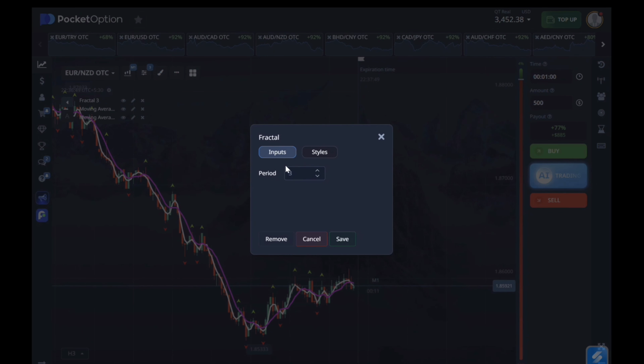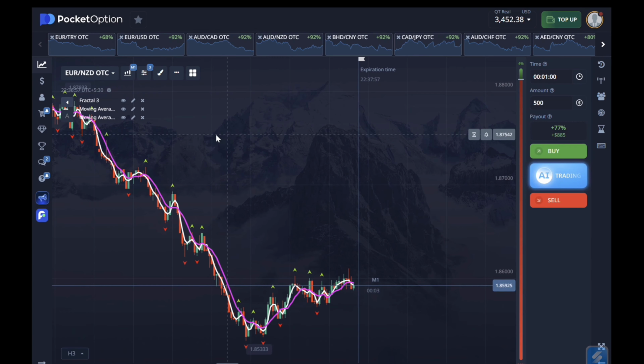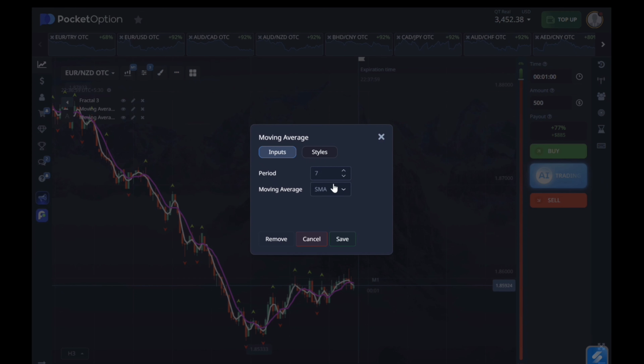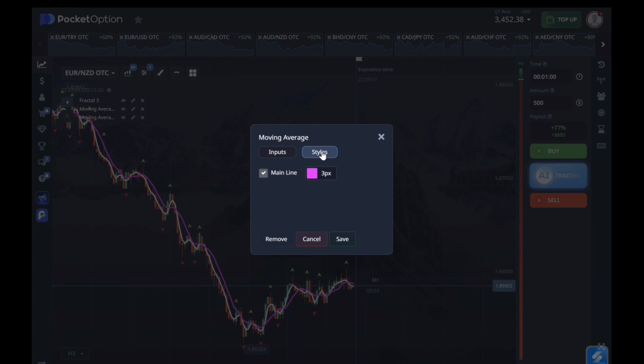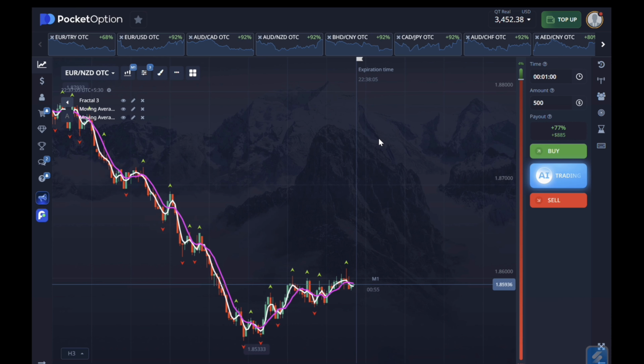I've kept the same period of 3 for the fractal, just like in the previous video. All the settings are the same. For the moving average in the style, I've kept it the same, white color and 3 pixels. For the second moving average, I've set it to a period of 7 and used purple color with 3 pixels. So our indicator settings are exactly the same as we did in the previous video.